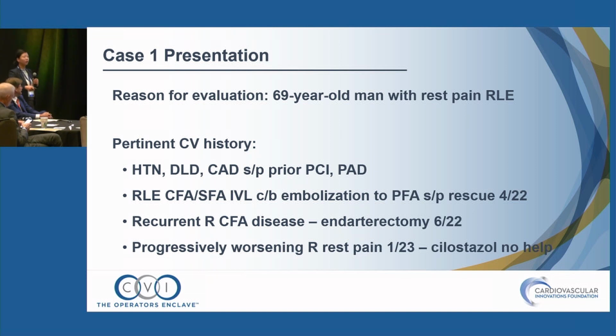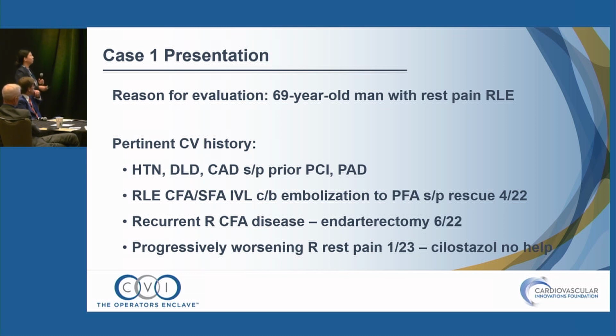So, a 69-year-old guy comes in with rest pain of the right lower extremity. His background is that he has hypertension, dyslipidemia, coronary disease with prior stenting, and peripheral artery disease, with a pretty significant history on the peripheral artery side. He had a right lower extremity common femoral SFA IVL, complicated unfortunately by embolization to the profunda, which was rescued. This was in April of 2022. He had recurrent common femoral disease and had an endarterectomy in June of 2022.